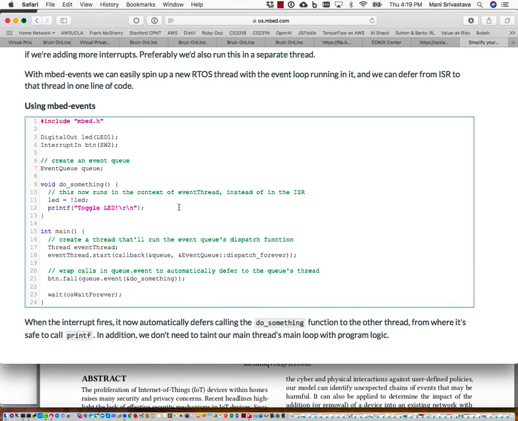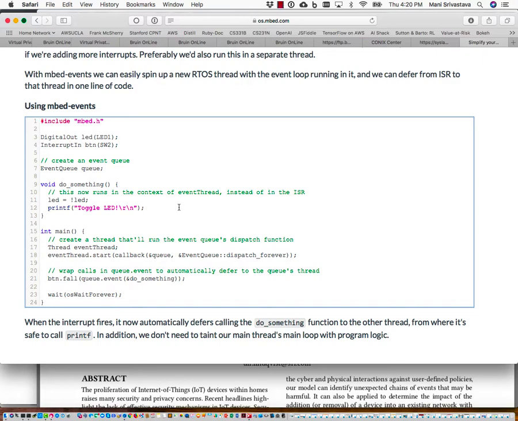The function we pass to this thread as the callback is the dispatch forever function of the queue. So this is a specific method which the queue object provides and whose sole job is it kind of sets in a loop. Get an event, process it, get an event, process it, and do that forever. So essentially this corresponds to a thread where there's a while loop which forever checks the queue, gets the next event from the queue, processes it, gets the next event from the queue, processes it.